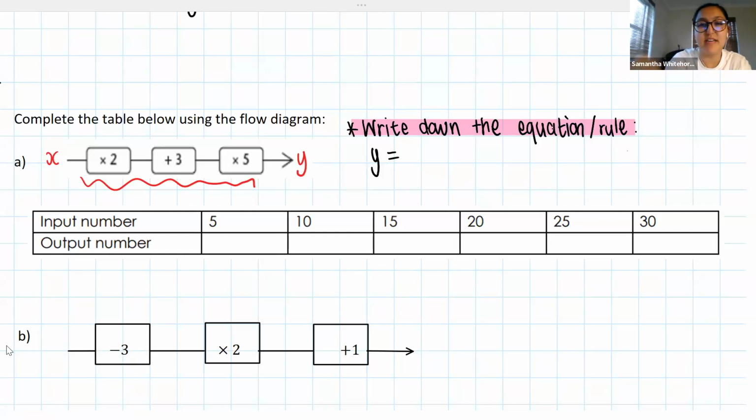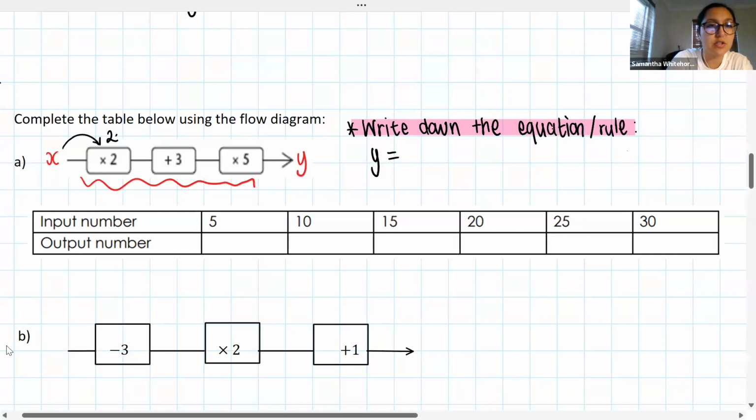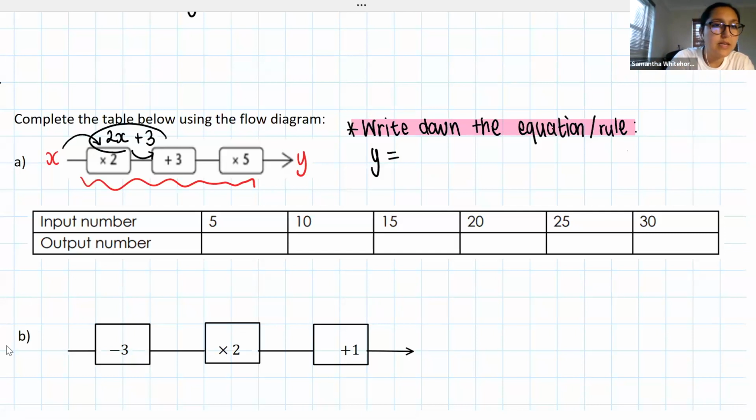Nice, guys. Okay, so x is being multiplied by 2, so that's 2x. Then we're adding 3, so 2x plus 3. And then we're taking whatever answer we get from that whole situation and timesing it by 5. So it's very, very similar to the first question that we did. 5 times 2x plus 3.